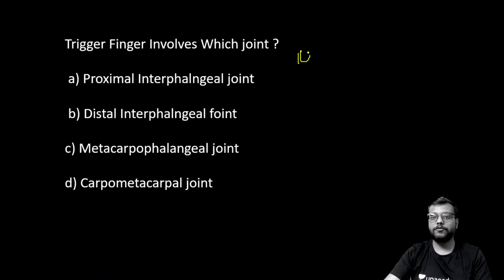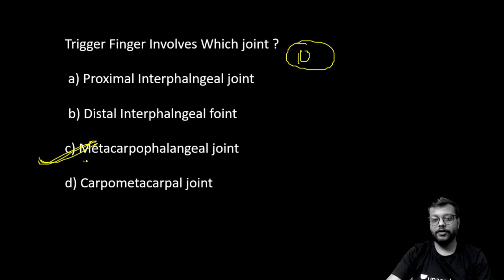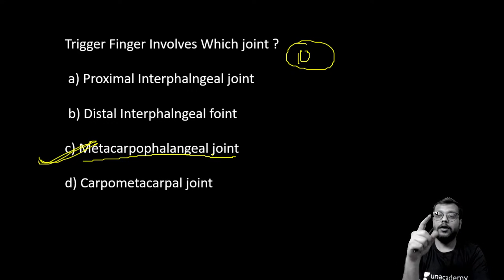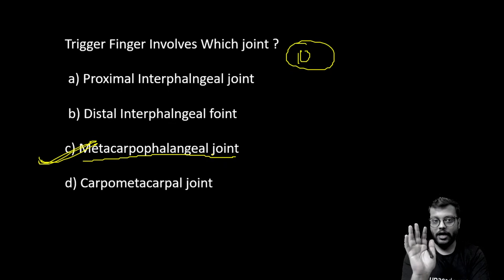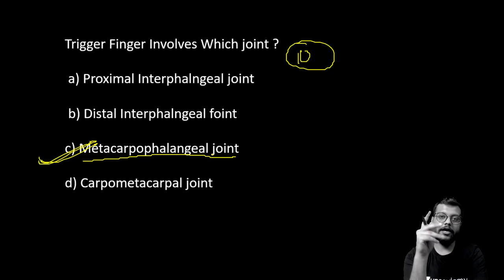Now the next question is, trigger finger involves which joint? Very good question. Okay, so the answer will be metacarpophalangeal joint. The trigger finger will involve this joint. Trigger finger is that condition in which your finger is locked like a trigger. Okay, finger जो होती है वो lock हो जाती है ऐसे trigger में, and you will not be able to bring the finger back in your normal anatomical position.